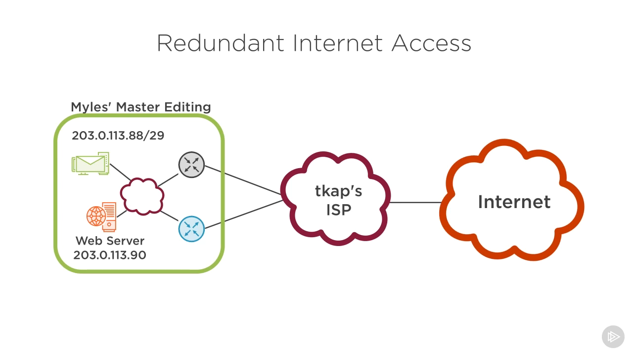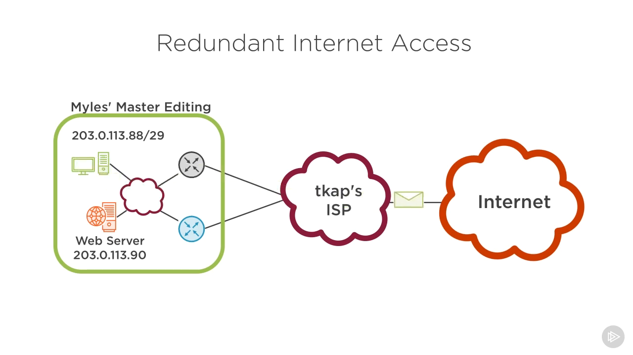So one of the ways we can solve that is we can talk to our ISP and have them run redundant paths into our building, or we can get multiple ISPs. Now, before we move on, let's take a quick look at what happens when an internal user inside of Miles Master Editing wants to use the internet.